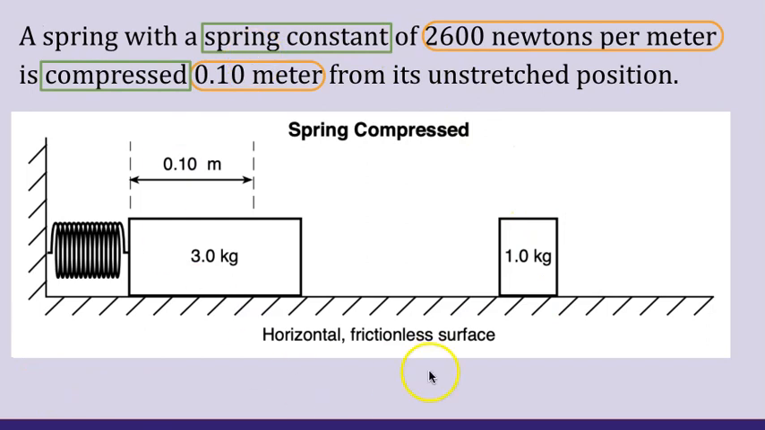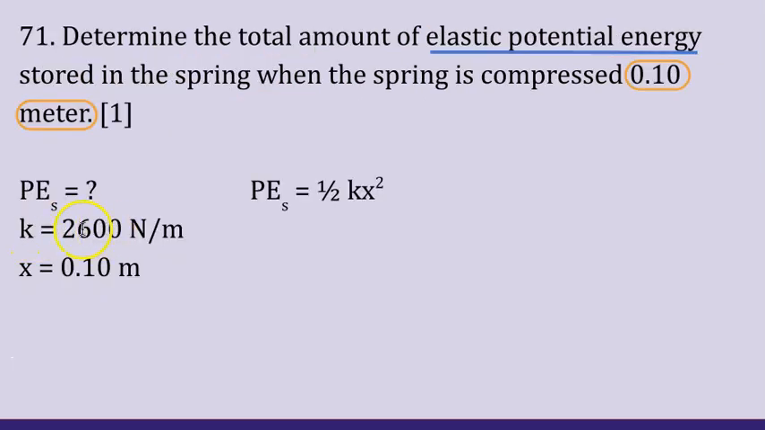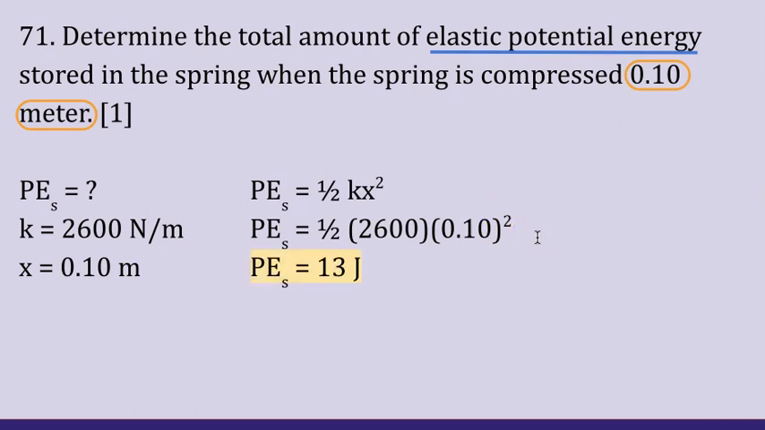We can take a look at this information that we annotated. I need the 2,600 newtons per meter, that's going to be my spring constant, and I need 0.1 meters, that's going to be the distance that the spring was compressed. So I have k equals 2,600 N/m, and x equals 0.1 meters. Now I can just plug those numbers into my formula. I strongly recommend plugging this entire thing into your calculator at once. I think that's the best way to avoid any calculator errors, and you should get 13 joules as your answer for 71.